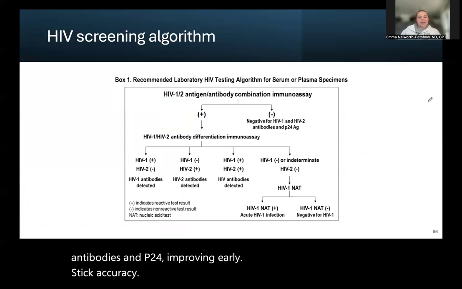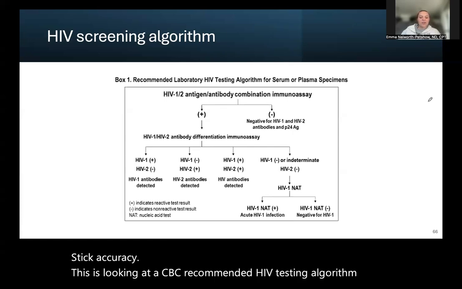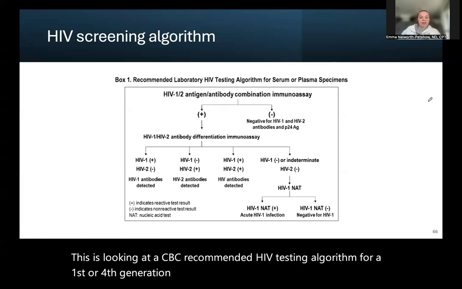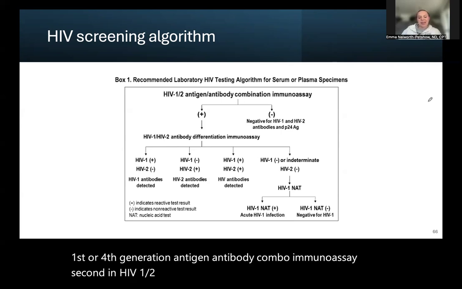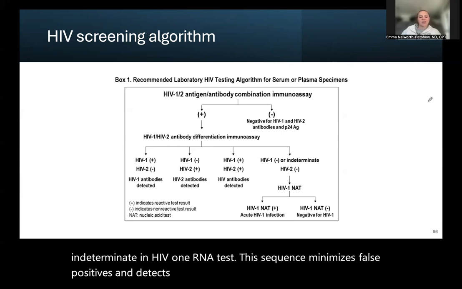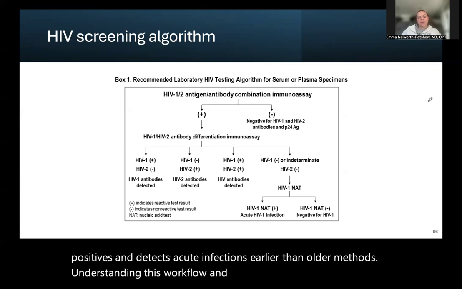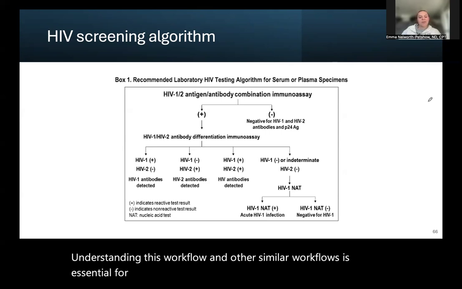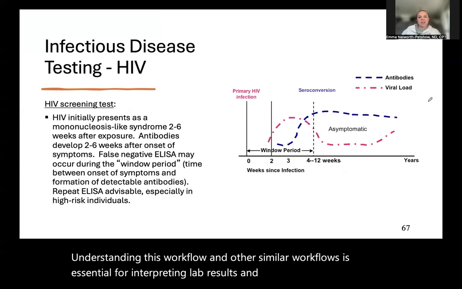This is looking at a CDC recommended HIV testing algorithm: first, a fourth generation antigen antibody combo immunoassay, second, an HIV 1-2 differentiation assay, and third, if the results are indeterminate, an HIV 1 RNA test. This sequence minimizes false positives and detects acute infections earlier than older methods. Understanding this workflow and other similar workflows is essential for interpreting lab results and providing timely patient counseling.